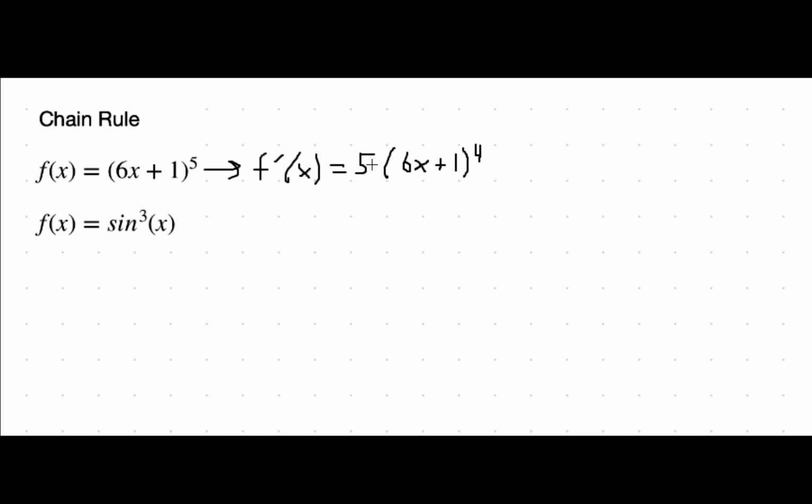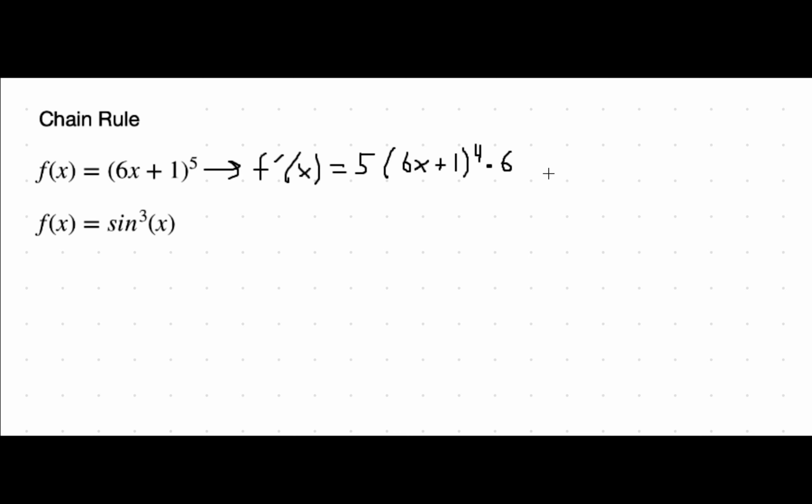Now we have the derivative of the inner part of the function. So the inner part is going to be 6x plus 1. Let's take the derivative of that expression now. The derivative of 6x is just going to be 6, because it's the coefficient in front of x. And the derivative of 1 is going to be 0. So the derivative of 6x plus 1 is just going to be 6. So we're multiplying by 6 now.